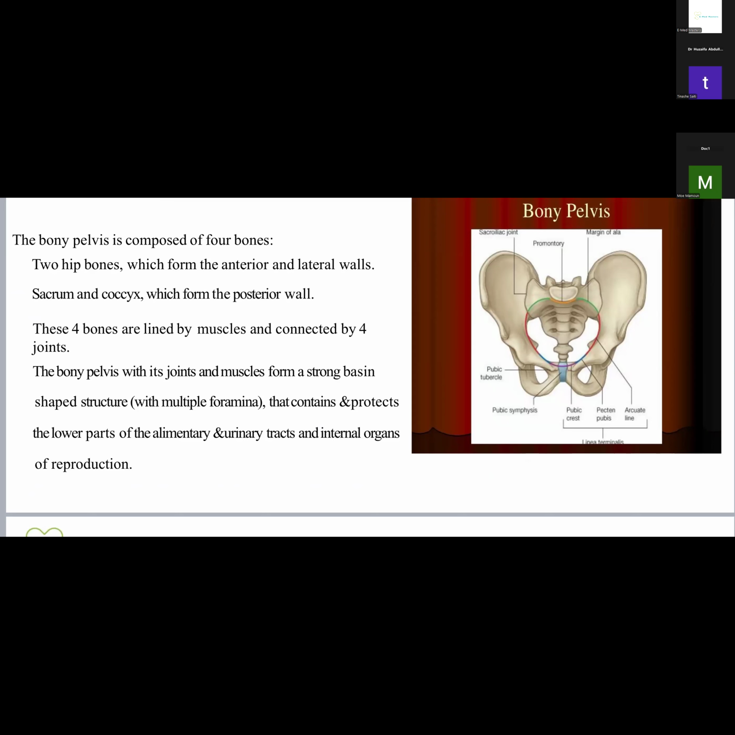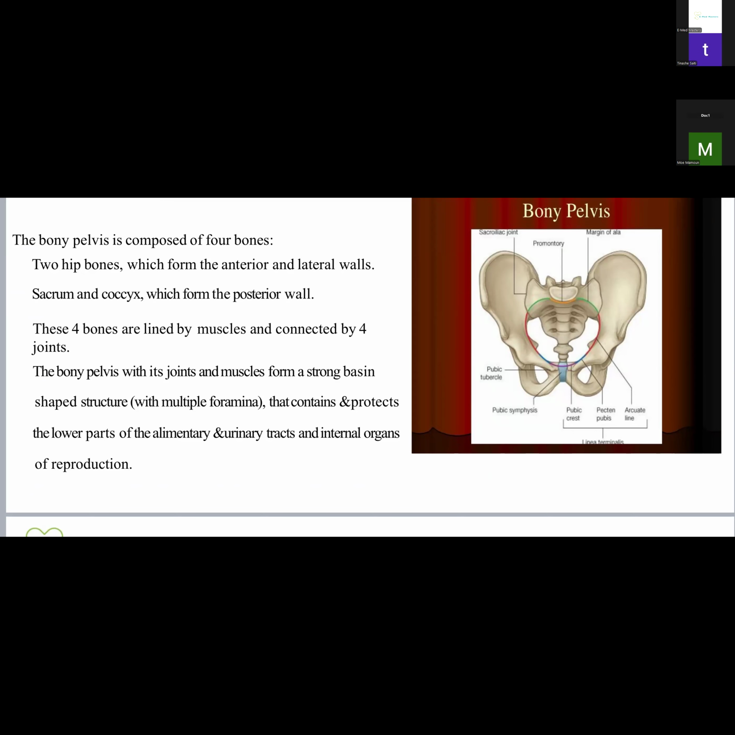And the pelvis has multiple foramina through which nerves and vessels pass. It contains the lower part of the alimentary tract and genitourinary tract, such as the internal organs of the reproductive system in males and females, and it protects them.